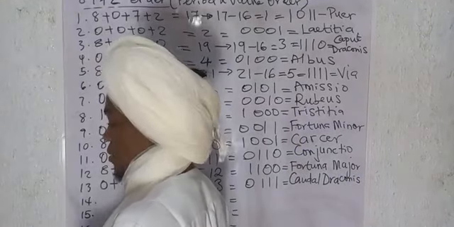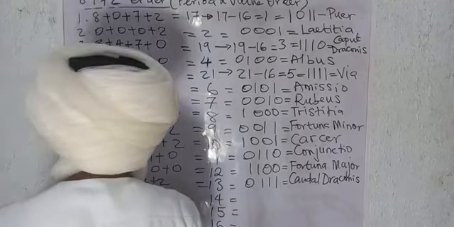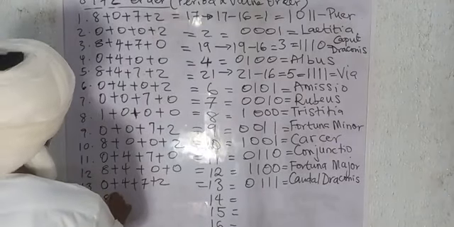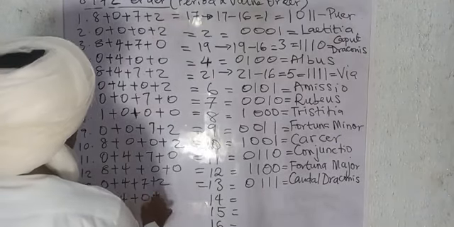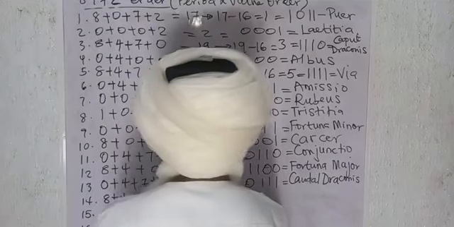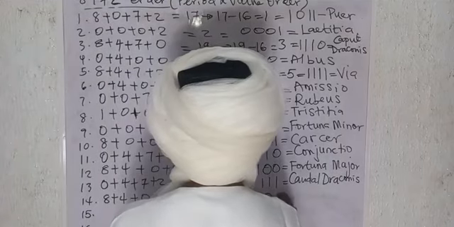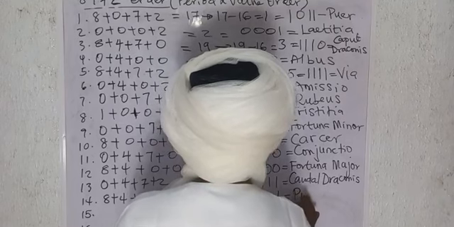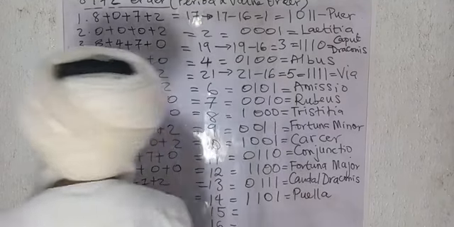14. Now we need 14. What do we add? 8, 4, 2. So that is 8 plus 4 plus 0 plus 2. You get 14. So the figure will be 1, 1, 0, 1. This is called Puella.